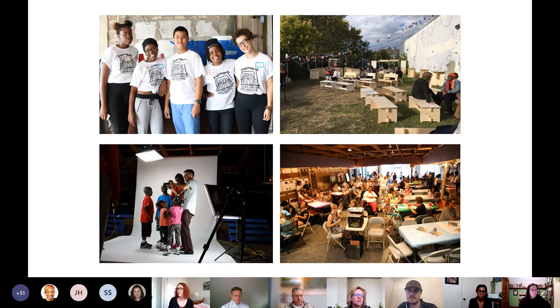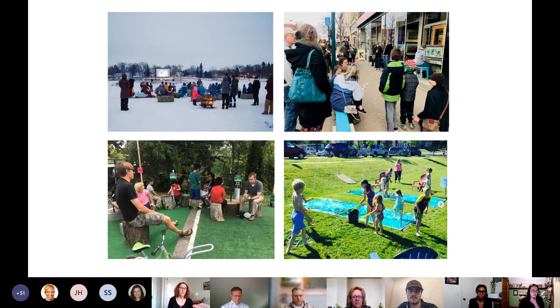This is the last set of examples I'll share. This is in Fergus Falls. About three or four years ago now, the city wanted to do a bunch of public space improvements, and there were people in the community who questioned that. So Springboard worked with a group of artists to do a series of pop-up events. In the bottom right corner, you can see a picture of kids playing on slip and slides. One of the things the city wanted to do was some park improvement, and one of them included a splash pad.